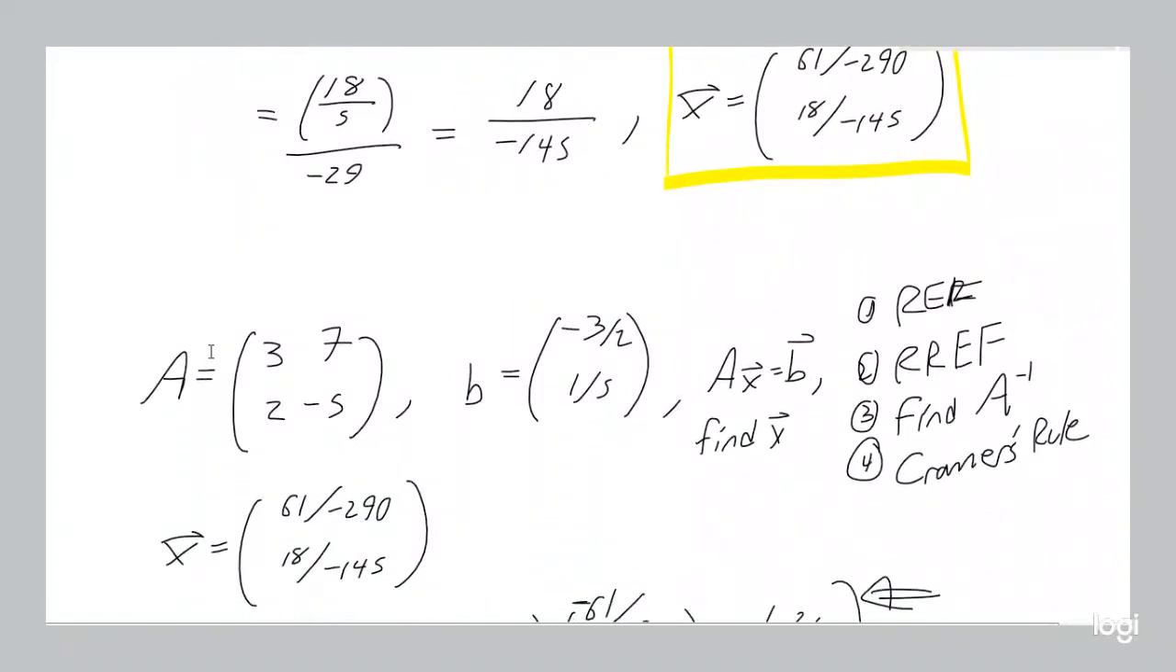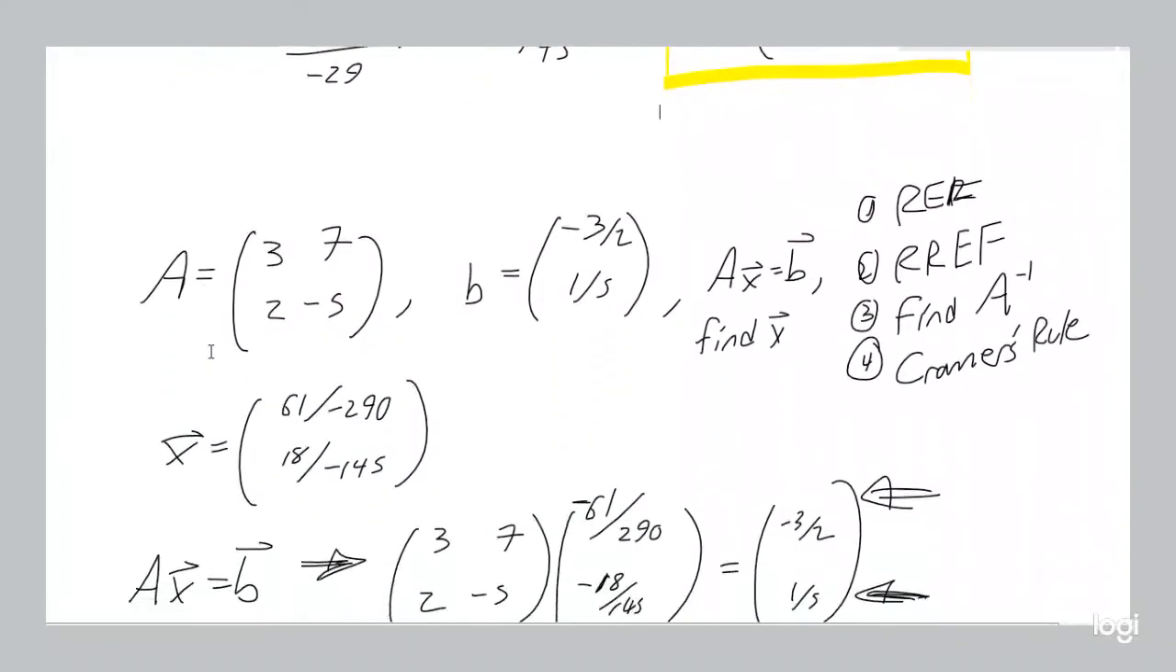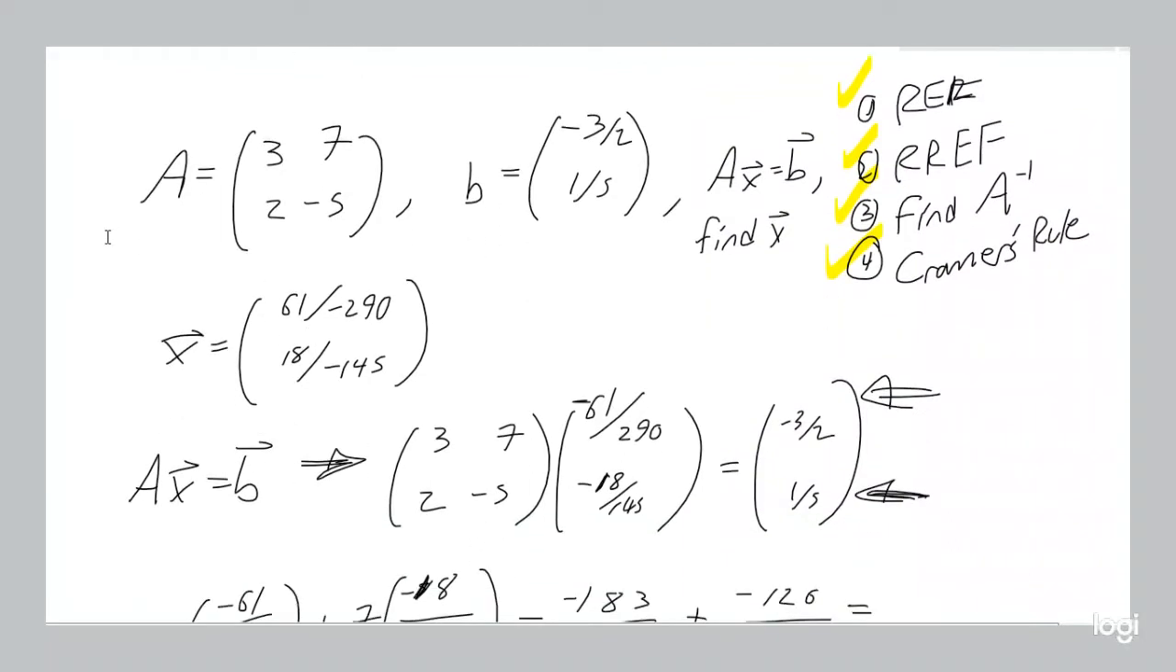Now, we have different ways to solve such an equation, right? So we can use row echelon form, we can use reduced row echelon form, we can use A inverse, right? These three methods we went through in the first part of this pair of videos. And then we have Cramer's rule, right? So we already used Cramer's rule in two different ways, okay?